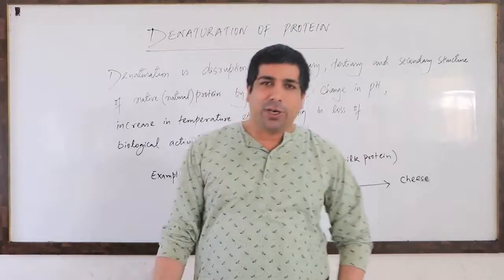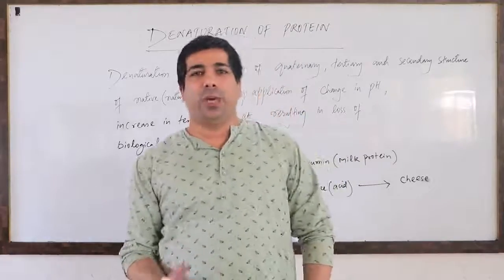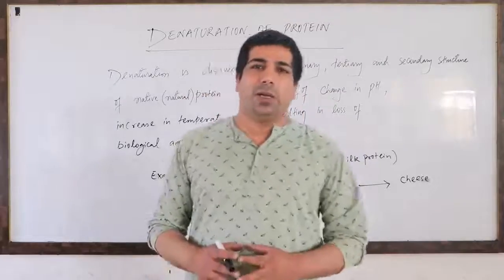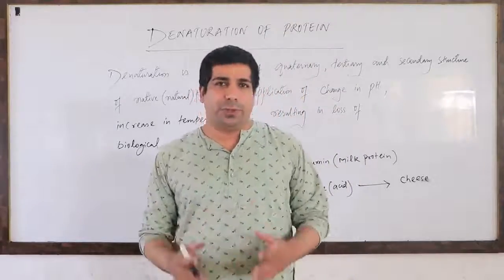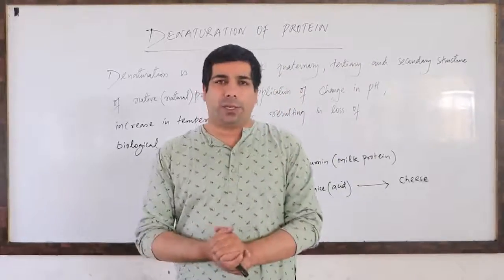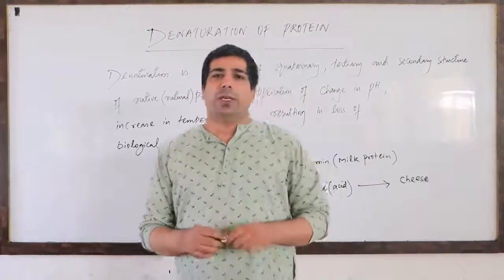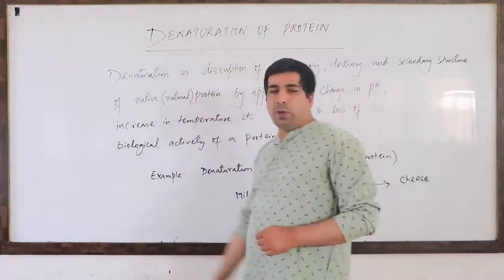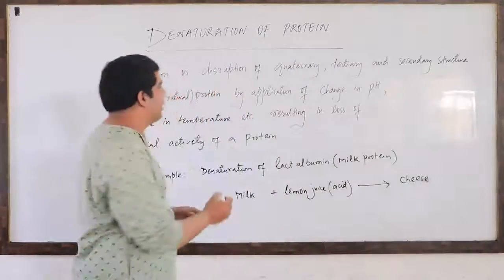So today we'll be talking about denaturation of protein. In the previous class we completed the four structures of a protein: primary, secondary, tertiary and quaternary. Today we'll be talking about denaturation of protein. What is this denaturation all about? Have a look.